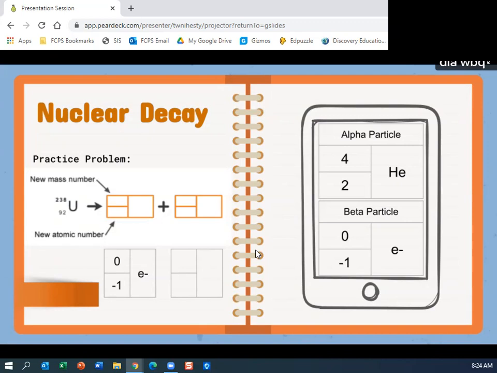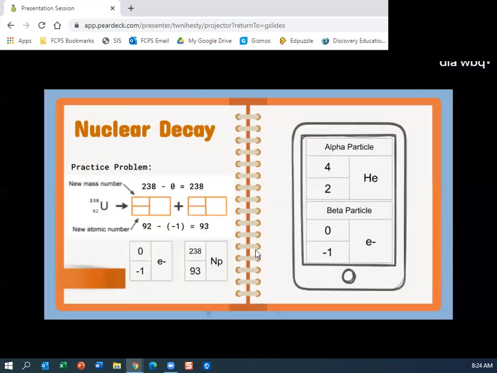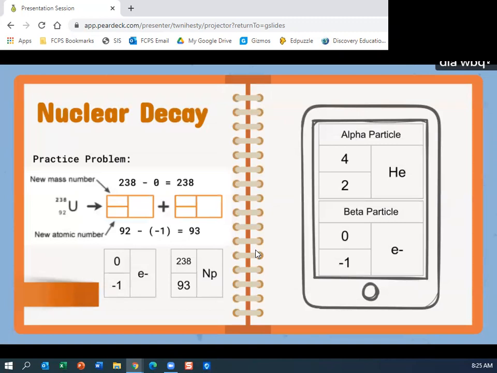So what would be the number then? Perfect. There you go. So we have 93 because 92 minus -1, which becomes positive, becomes 93. And then on the top, subtracting a 0 means basically the same thing, which is 238 to get that new element.